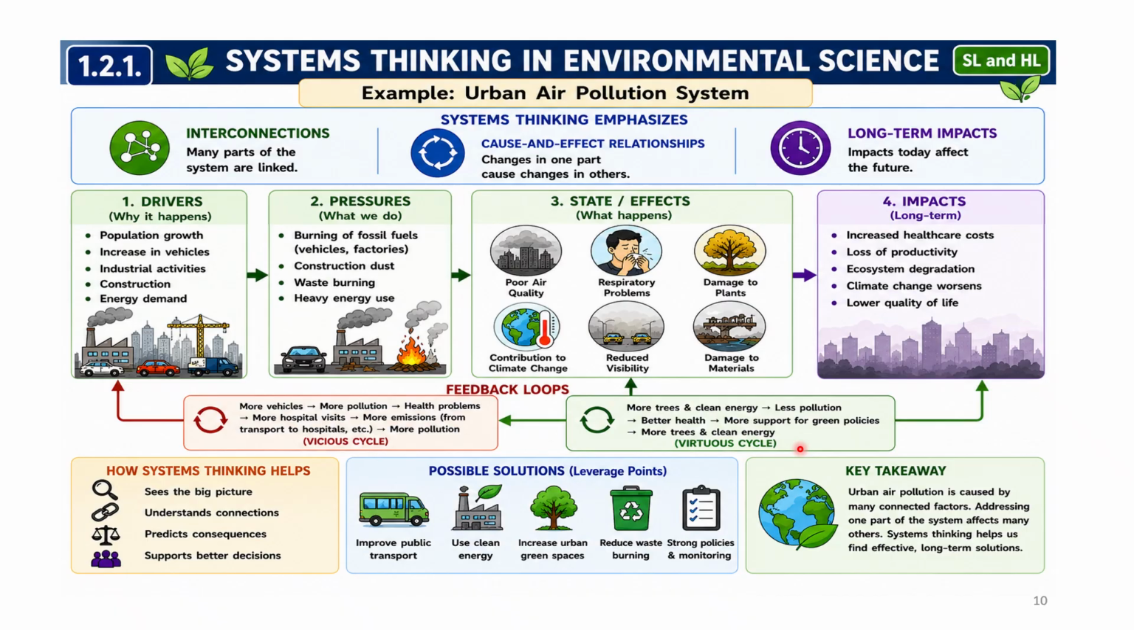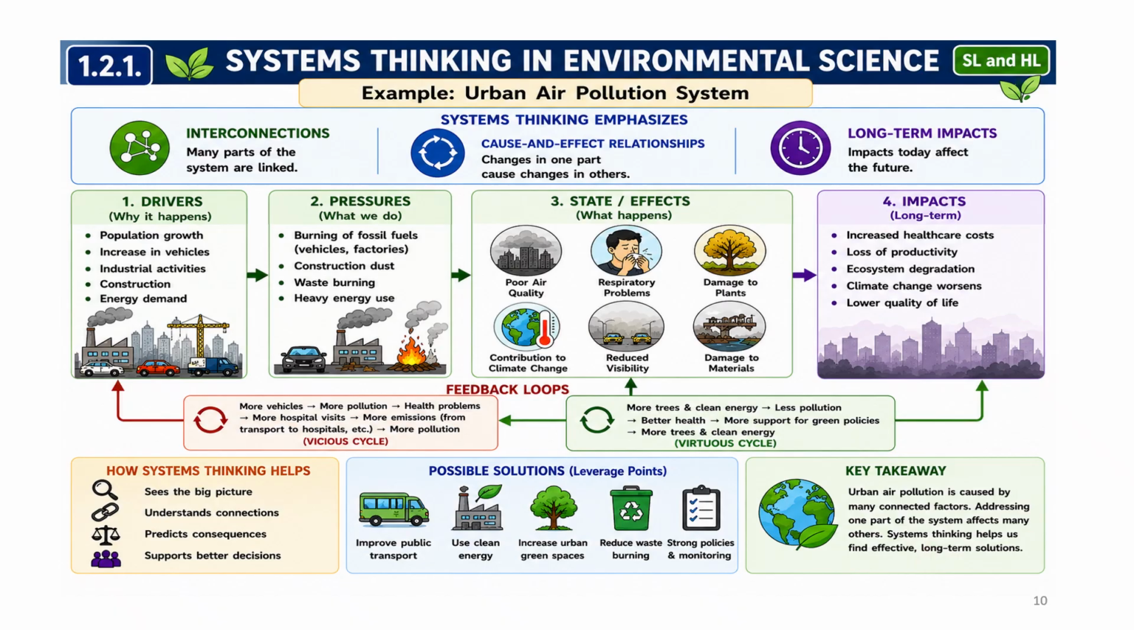Potential leverage points include expanding public transport, adopting clean energy technologies, increasing urban tree cover, reducing waste burning, and implementing stronger environmental regulations. The key lesson is that urban air pollution is a complex system problem. Addressing one part of the system can influence many others, making systems thinking essential for developing effective and sustainable environmental solutions.